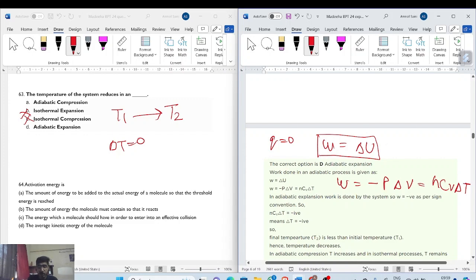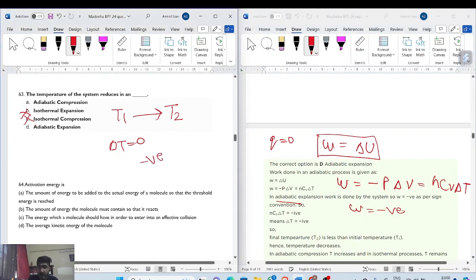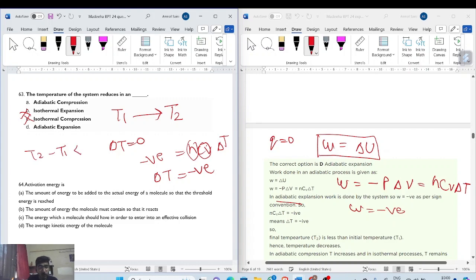Now in adiabatic expansion, we know that work is negative. So work will be negative in adiabatic expansion, meaning n Cv delta T will also be negative. n and Cv can't be negative because n is the number of moles and Cv is a constant. So here we can say delta T will be negative. When delta T is negative, T2 minus T1 will be negative, or less than 0.